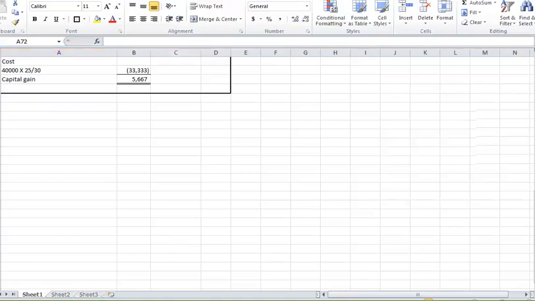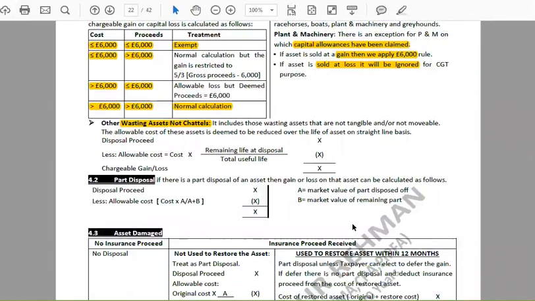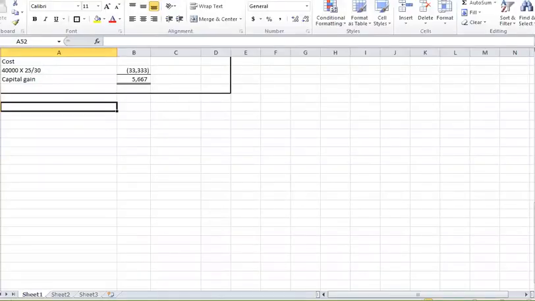Moving forward, the next topic which we are going to discuss is part disposal. Part disposal means we are not going to sell 100% of the asset. Part disposal means we are going to sell only a portion or part of the asset. So how to calculate gain or loss if we are going to sell only part of the asset and not the whole asset? So the next topic is part disposal.